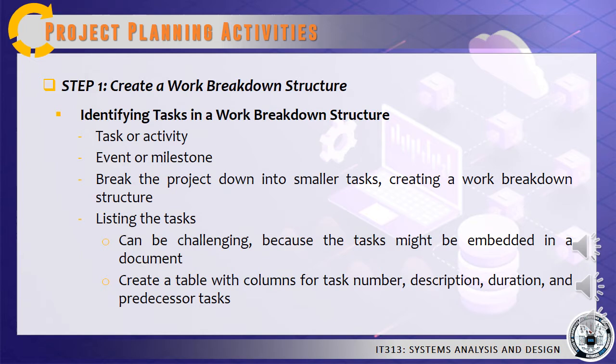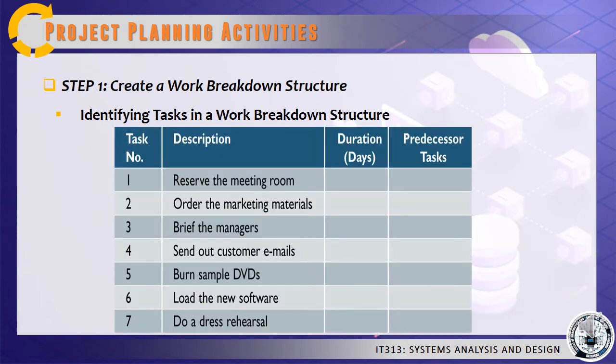One trick that you can do is to highlight the individual tasks. You can also add bullets that will make the task stand out more clearly. The next step is to number the tasks and create a table, similar to what you can see in the figure, with columns for task number, description, duration, and predecessor tasks.